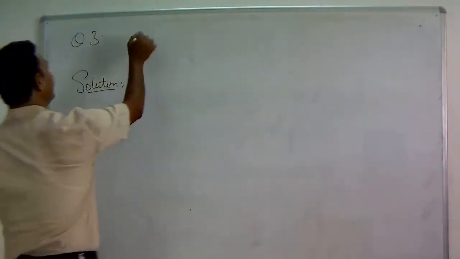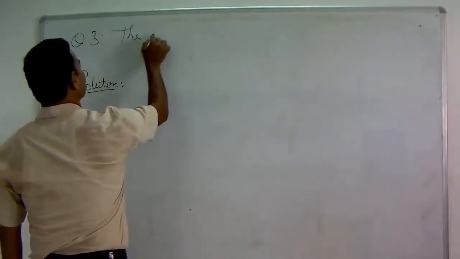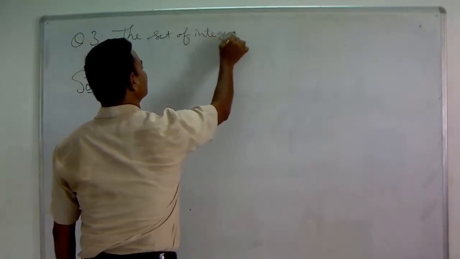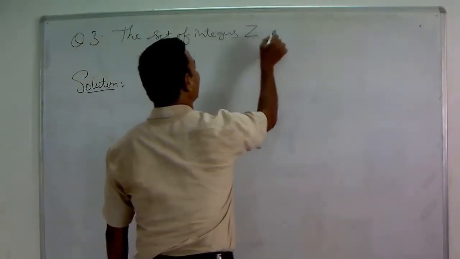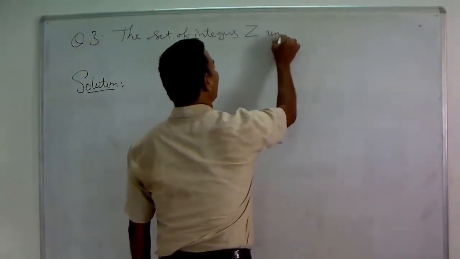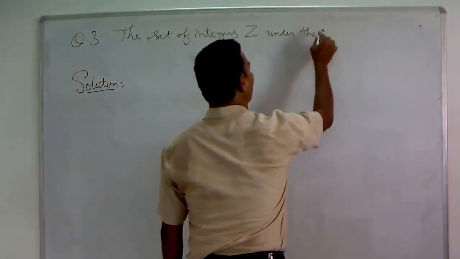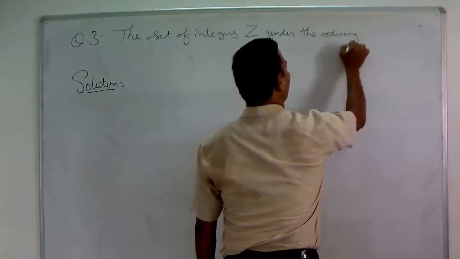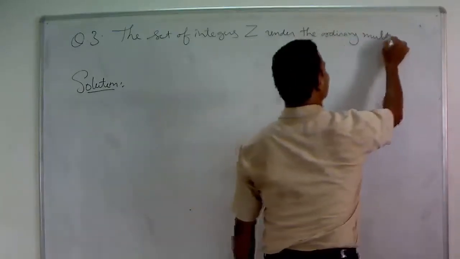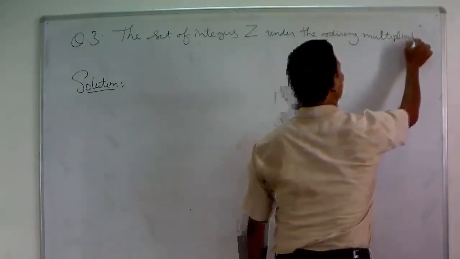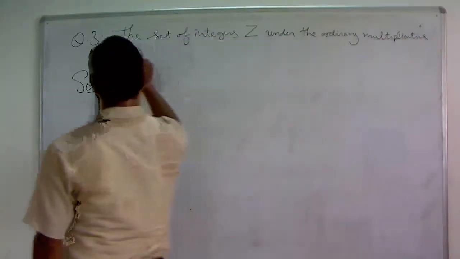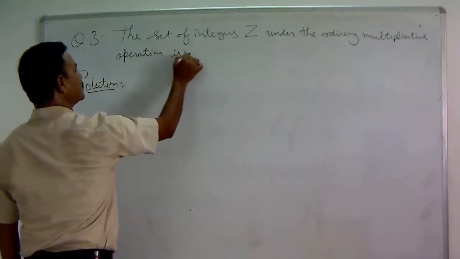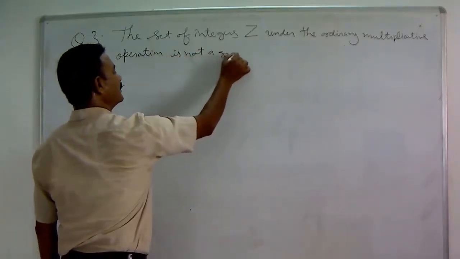Question number third. The set of integers Z under the ordinary integer operation is not a group. It's not a group.